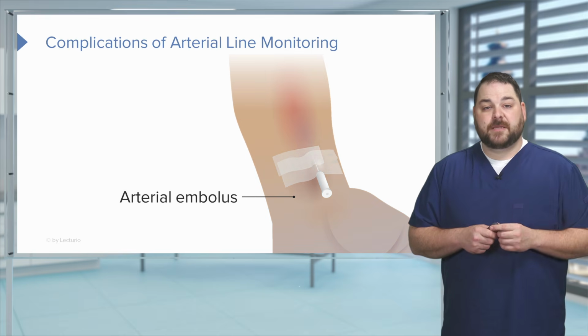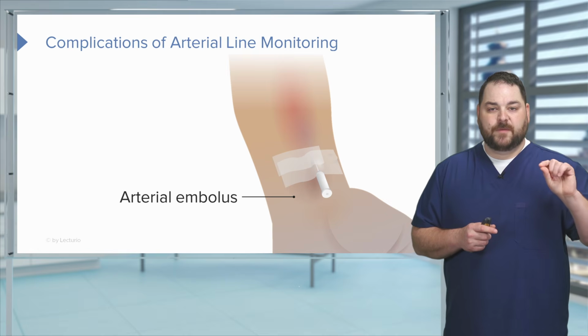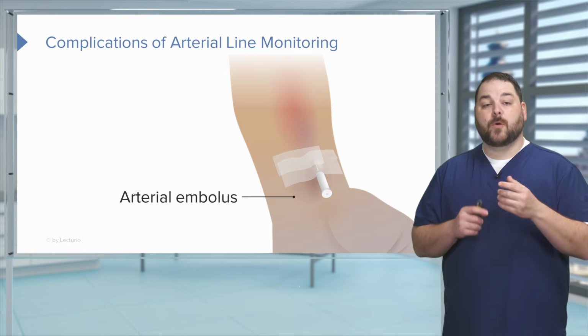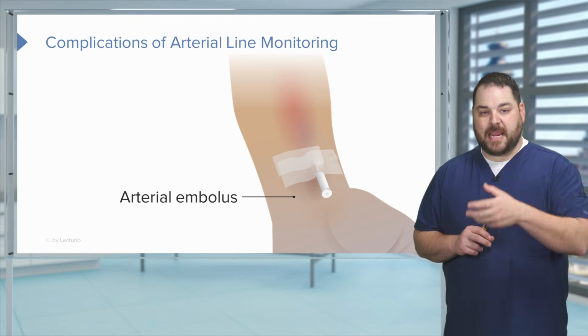Our next complication is an arterial embolus. This means either we've had air go through the arterial catheter or a foreign object. This is an issue because it may block blood flow to the hand.